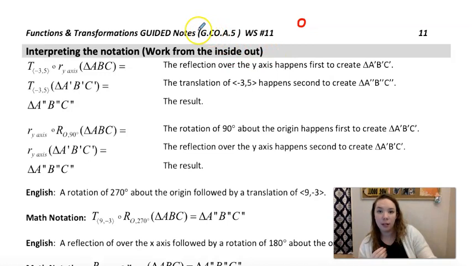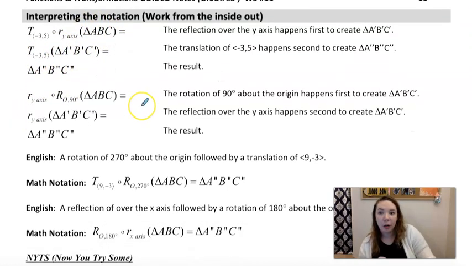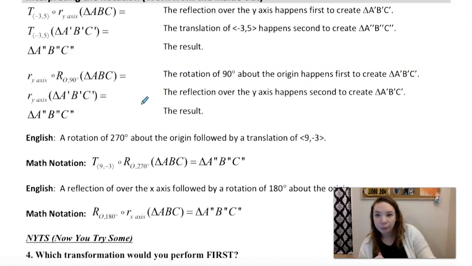So this means it says work from the inside out. And that seems counterintuitive because we read from left to right, but when you're doing these, you're working from the inside out. So triangle ABC will first be reflected over the y-axis and then translated. So after you reflect it, that's when we would have A prime, B prime, C prime that you can translate to get your double prime figure, your second image.